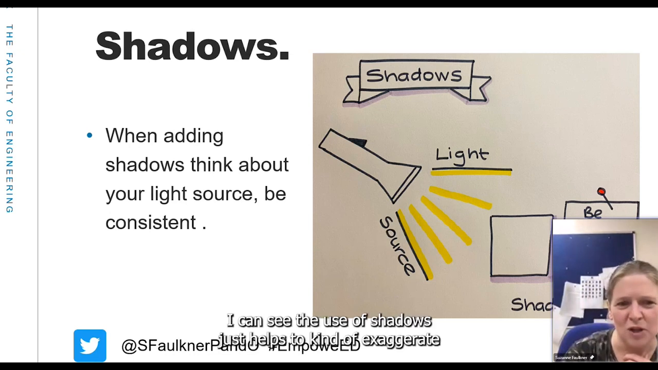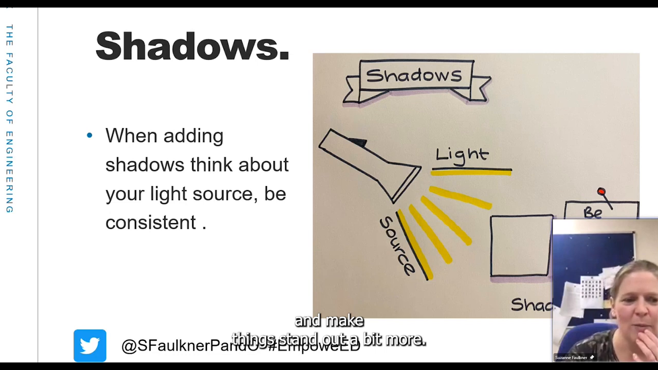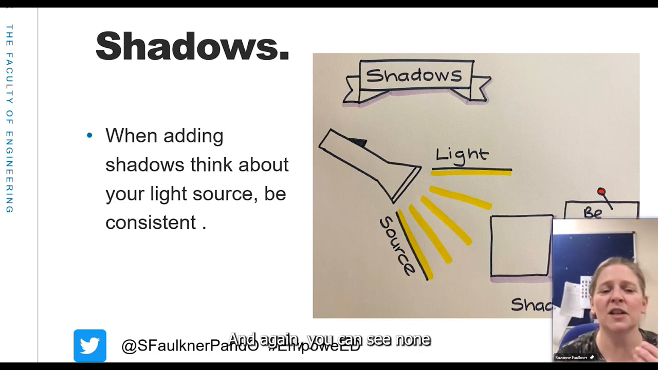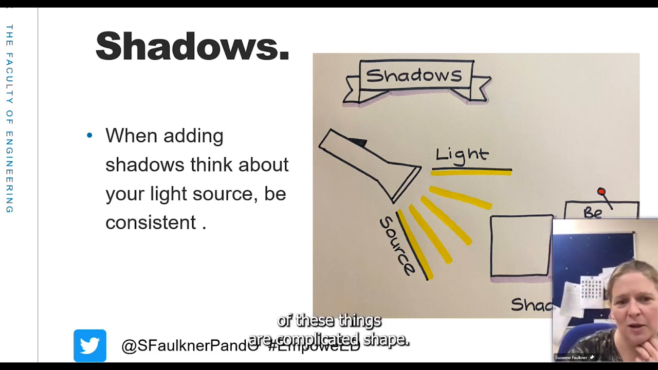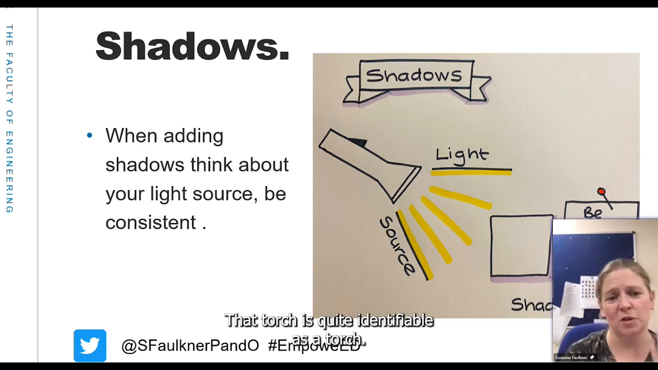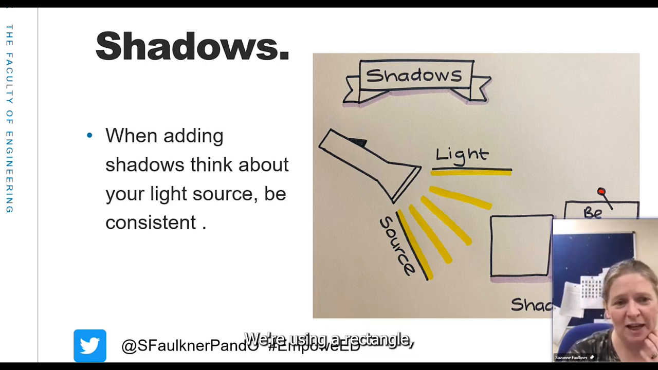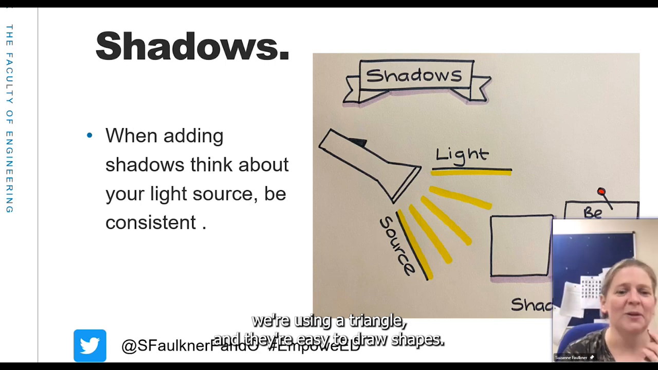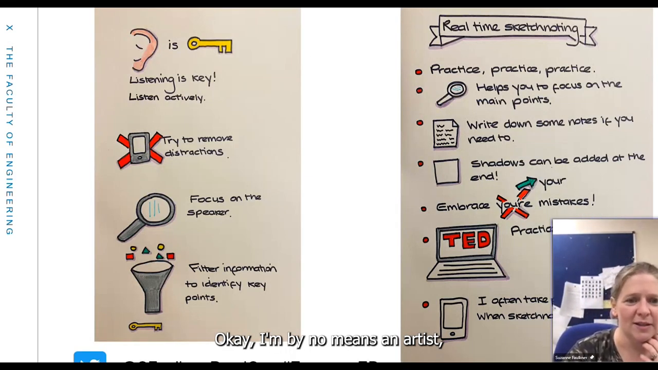And you can see that the use of shadows just helps to exaggerate and make things stand out a bit more. And again, you can see none of these things are complicated shapes. That torch is quite identifiable as a torch. We're using a rectangle, we're using a triangle. They're easy to draw shapes, okay? I'm by no means an artist.